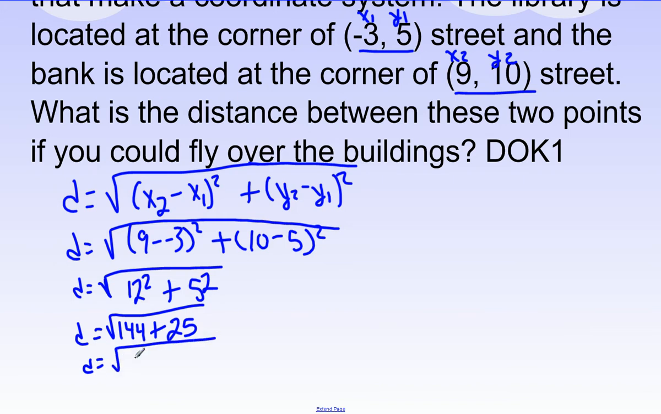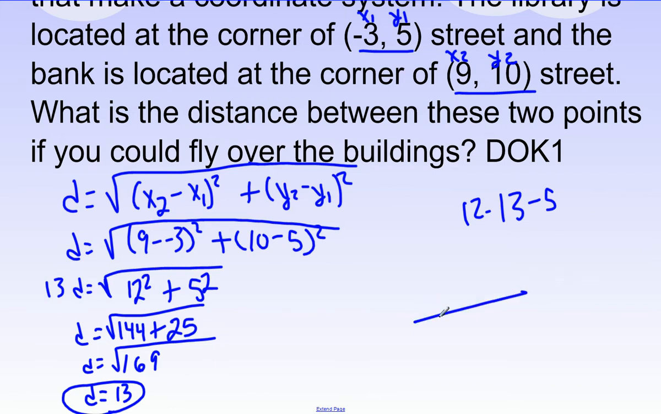That gives me 169. This might be familiar. We get the answer of 13. That was the 12, 5, 13 right triangle we've seen quite a few times now. So the distance between those 2 places, the library and the bank, is 13 units straight flight over the buildings. So from here to here is 13 units.